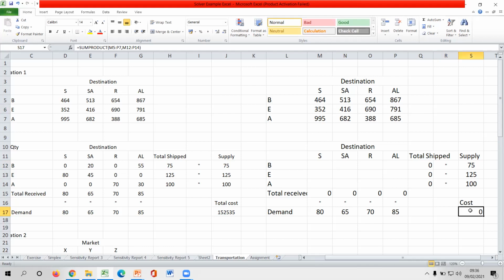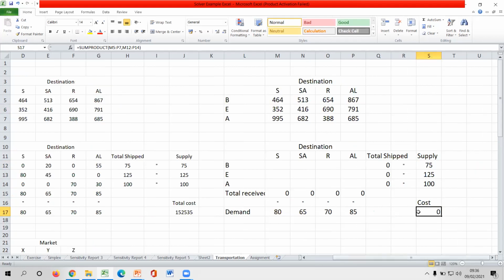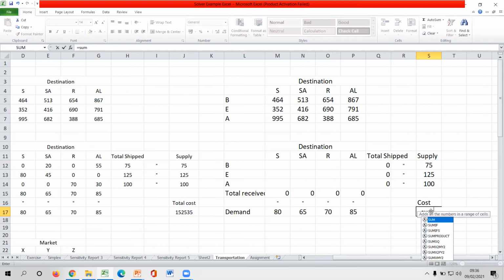Likewise, we have to calculate that total cost. Therefore, here we give the command for the total cost. It should be equal to sum product.